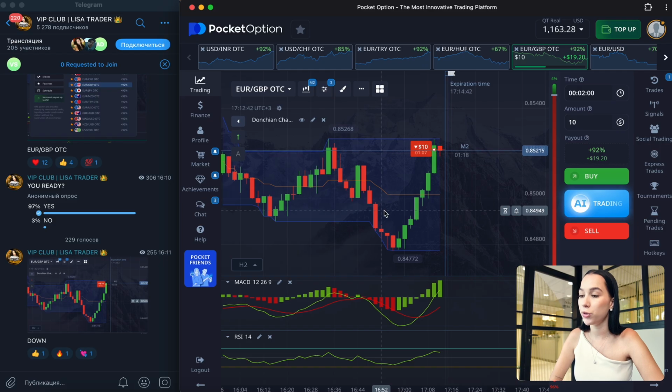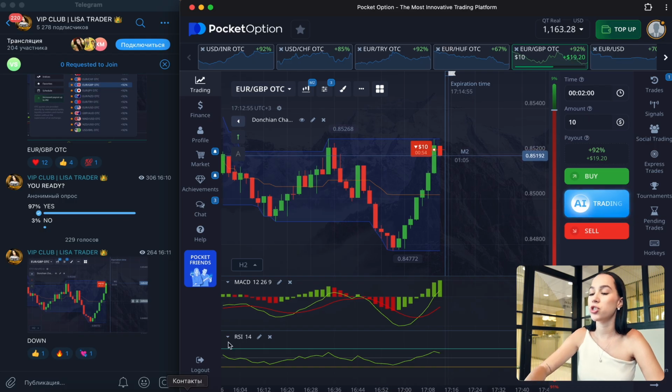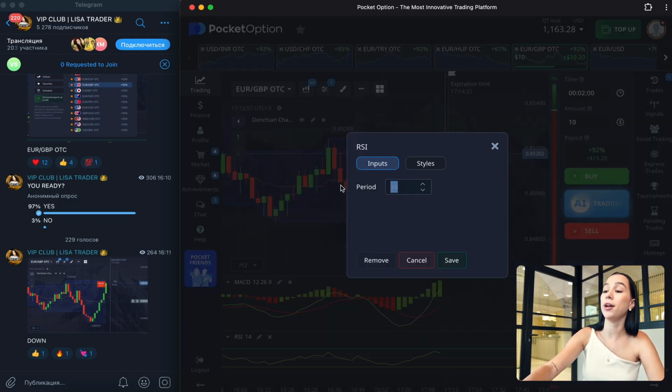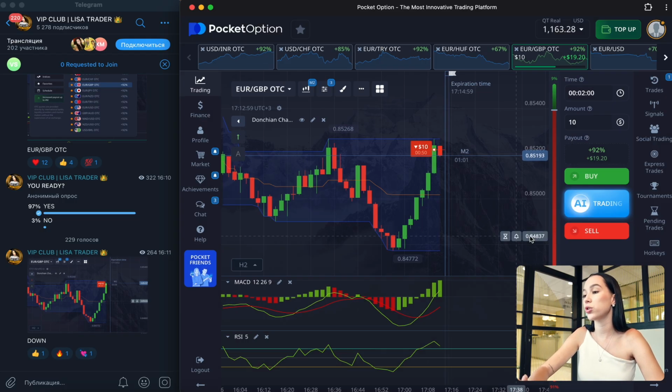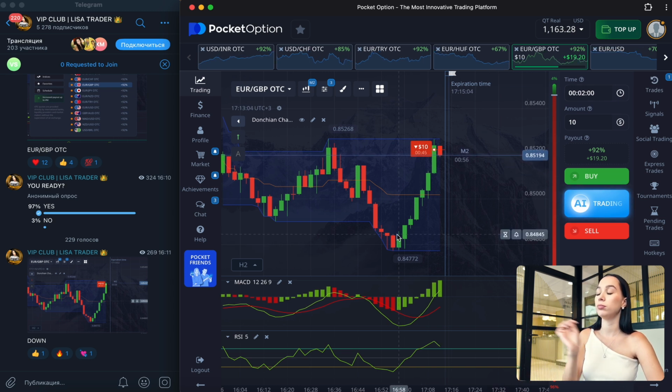At the same time, on the indicators, we can see, for example, I turned on the MACD. It's with default settings, 12, 26, and 9. I didn't change anything. With the RSI, actually you can change the RSI to period 5, because here we trade on a short expiration time, so it's better to make the period lower.